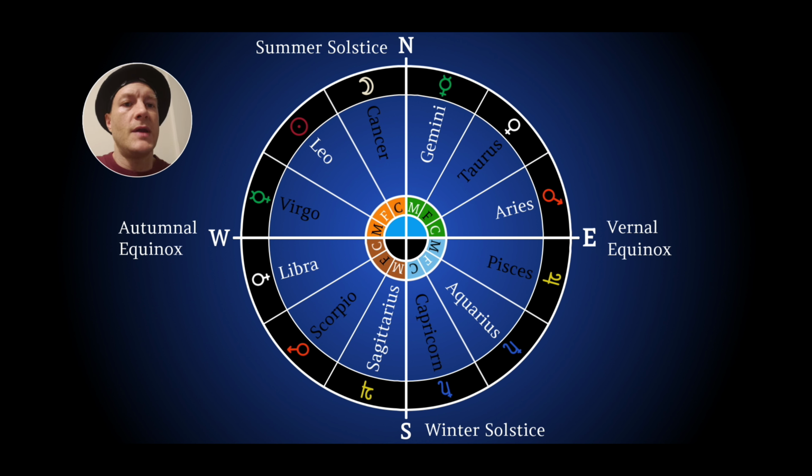We've also put another rung around the signs, and you see some symbols there. These are the planetary lordships of each of the signs. Cancer is ruled by the moon. Leo is ruled by the sun. Gemini and Virgo are ruled by Mercury. Taurus and Libra are ruled by Venus. Aries and Scorpio are ruled by Mars.